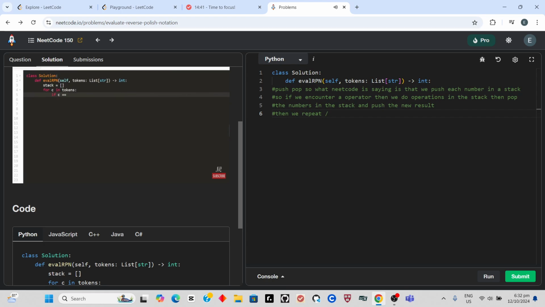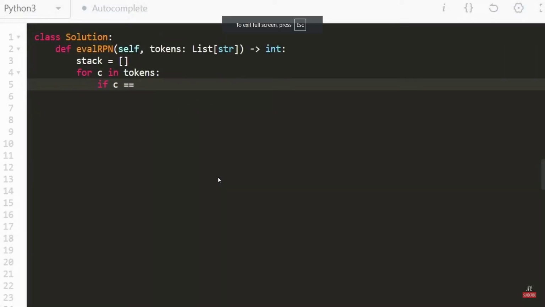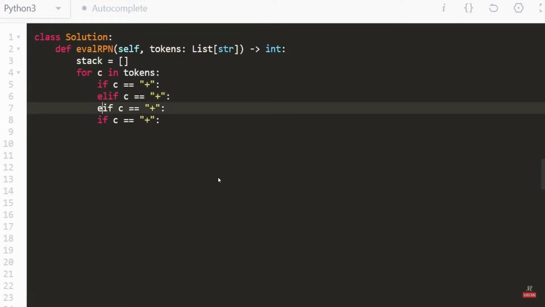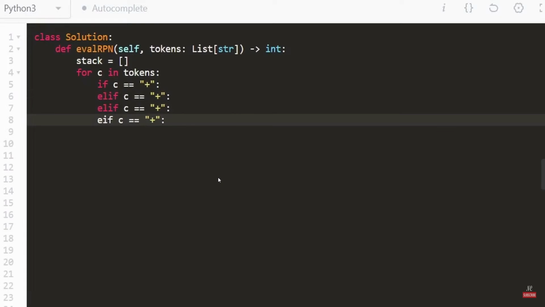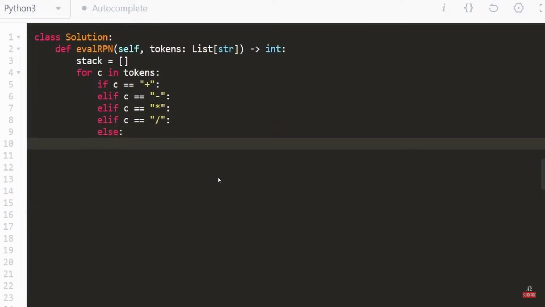The first one is if the character, there's 5 cases, remember. It could be one of the 4 operators, or it could be any other character. And any other character basically means that it's a digit or some number, right? So let's basically make those conditions. So the cases are plus, minus, multiply, and divide. And then the last 5th case is where it's something else. And if it's something else, that means it's a number.